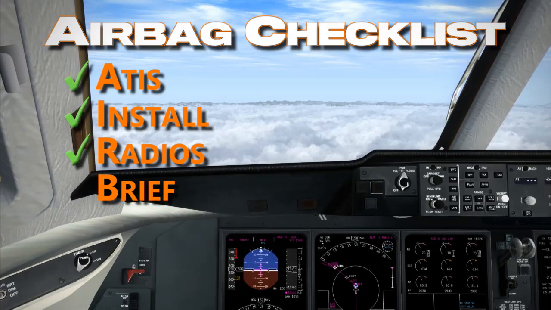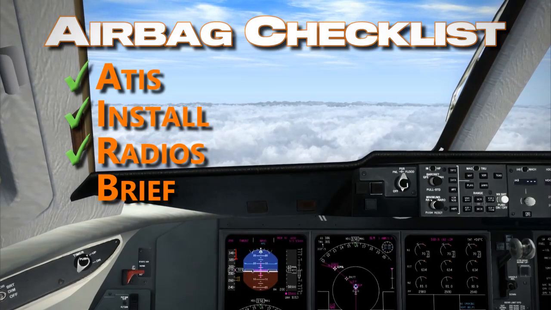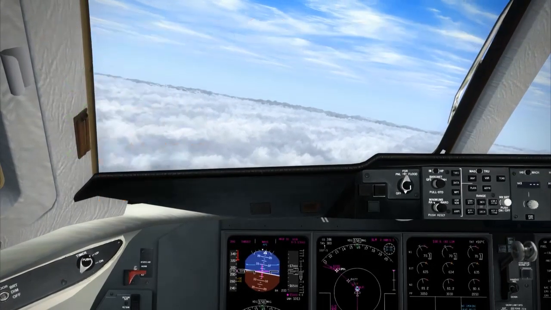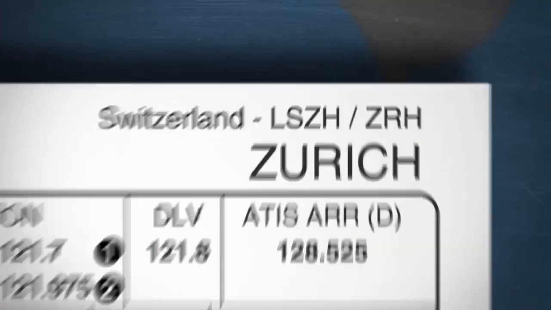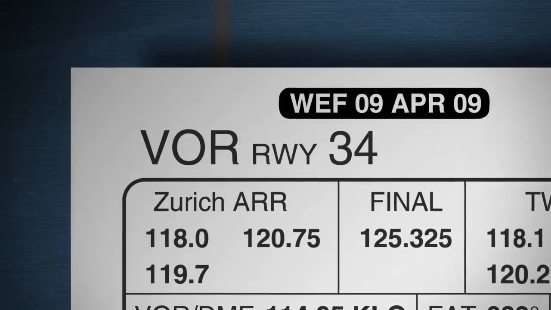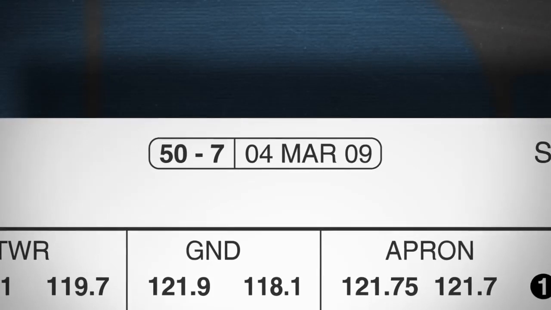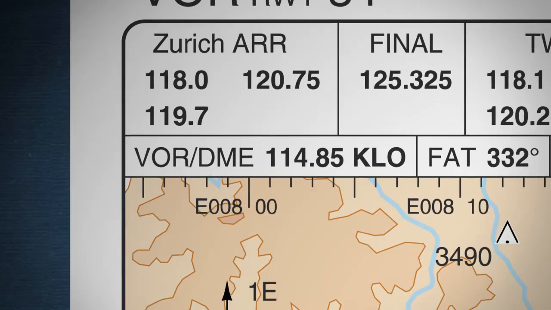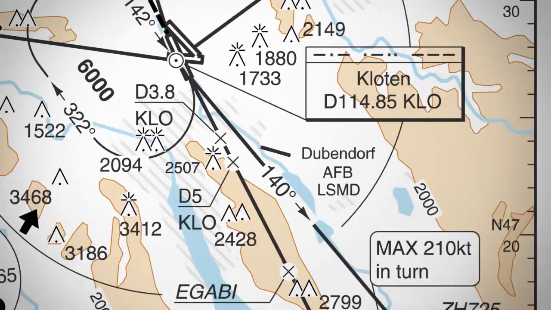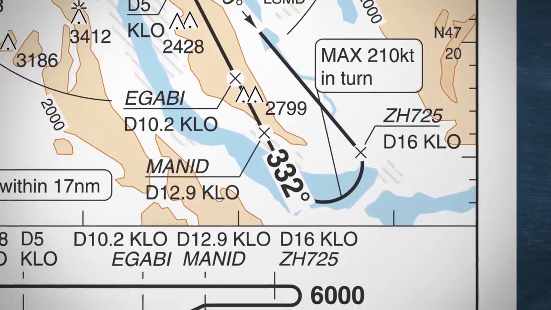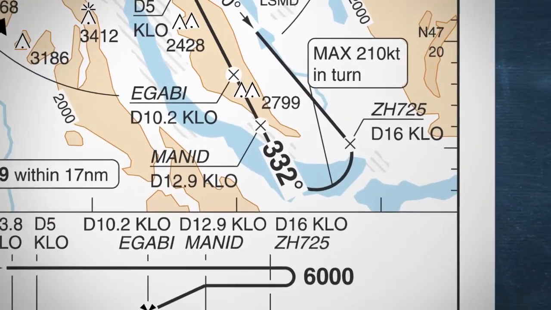B stands for brief. The approach briefing is conducted by the captain and is very important in making sure that we are fully up to speed. Alright, we've got the Zurich Airport VOR runway 34 approach. Chart is valid on the 4th of March 2009. Cloten VOR is 114.85. The first course we will follow after passing overhead the VOR is 140 outbound. At 16 DME, we will turn inbound onto the final approach course of 332.